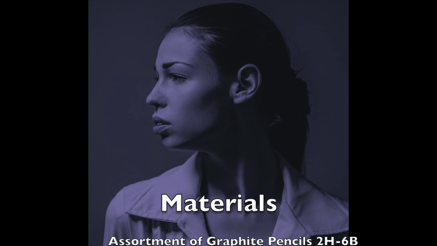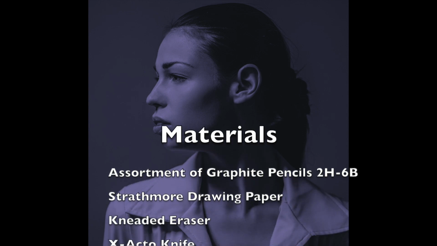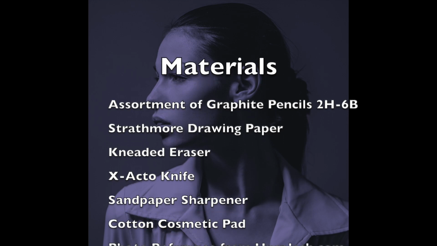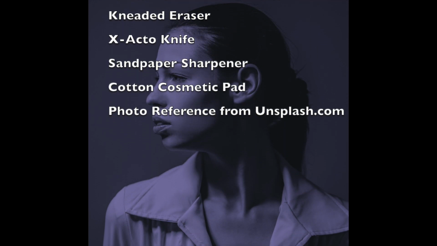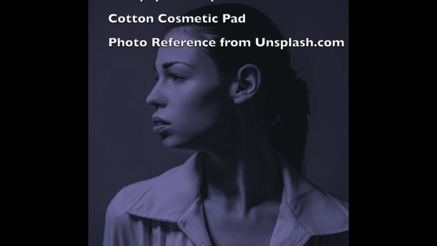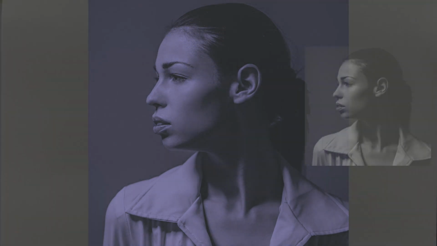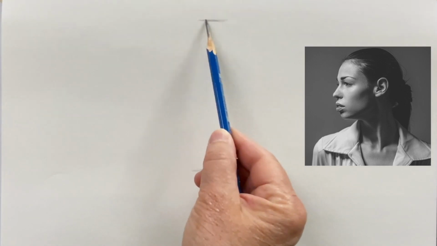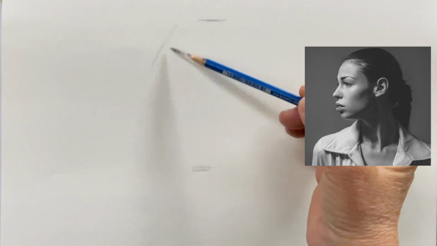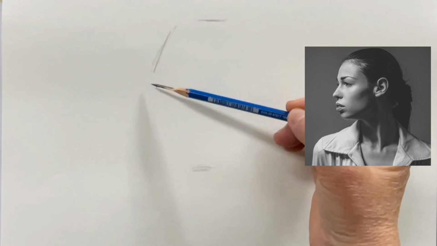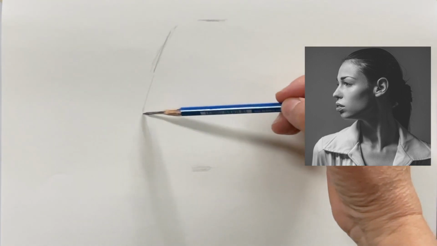Here's a list of materials for this week's demonstration. I'll begin my drawing by finding the highest point at the top of the head and the lowest point of the chin, so I have a proper placement on my page. I'll then look for straight lines that best describe the form.